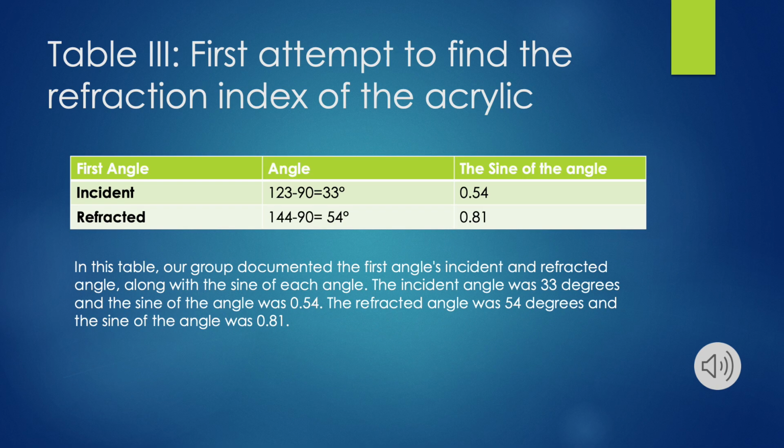Table 3. First attempt to find the refraction index of the acrylic. In this table, our group documented the first angle's incident and refracted angle along with the sine of each angle. The incident angle was 33 degrees and the sine of the angle was 0.54. The refracted angle was 54 degrees and the sine of the angle was 0.81.